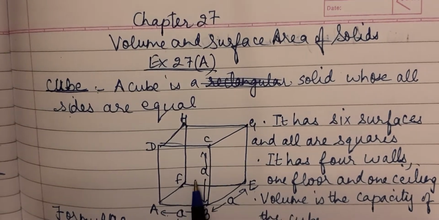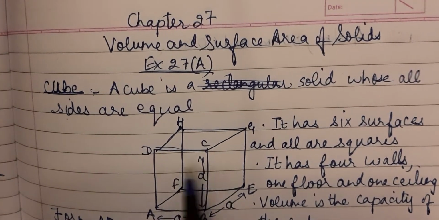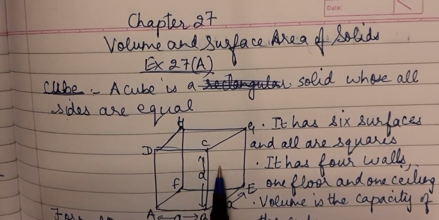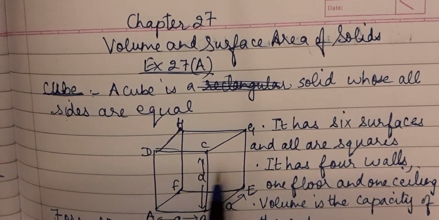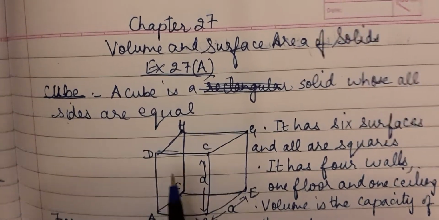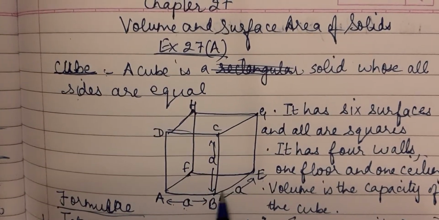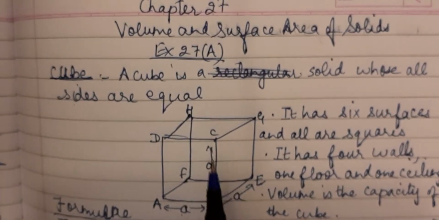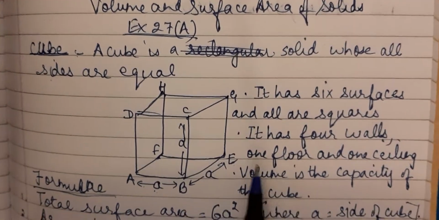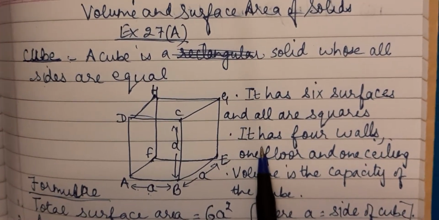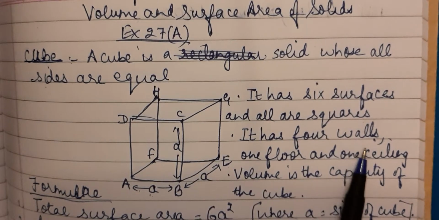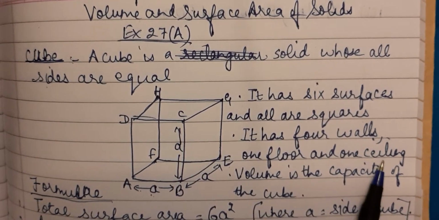So how many total surfaces are there? There are 4 walls. 2 opposite walls are these, and 2 opposite walls are at the back and the front. There is one floor and there is one ceiling. So there are total 6 surfaces. And how are these 6 surfaces distributed? It has 4 walls, 1 floor and 1 ceiling.